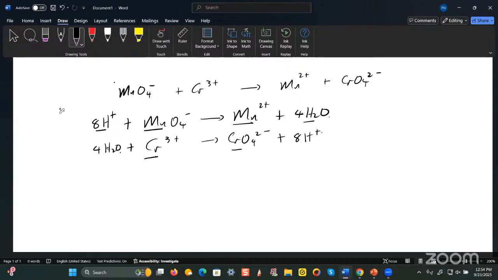So the first thing you have to do in order to figure out which side you add electrons is how many total charges you have on both sides. So let's start off with the first half equation. What's the total net charge on the left side of the first half equation?